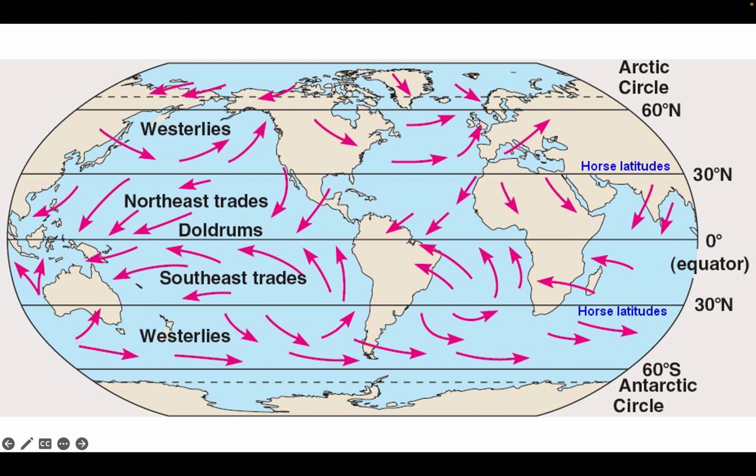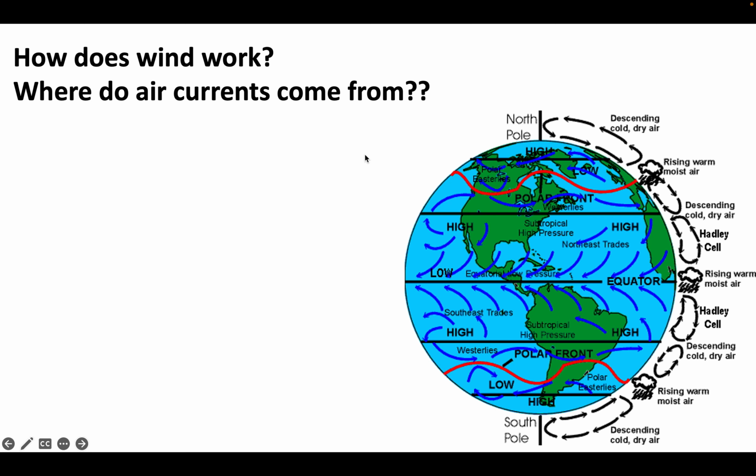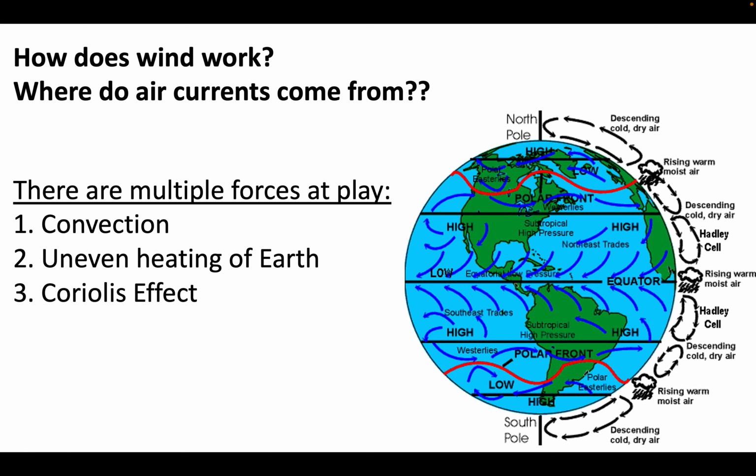There's lots of different wind currents that you may be familiar with, maybe the Gulf or the westerly winds, the jet stream coming across the U.S. And wind is driven by three main factors that we're going to discuss today: convection, the uneven heating of Earth's surface, and the Coriolis effect. Okay? Convection is the first one.